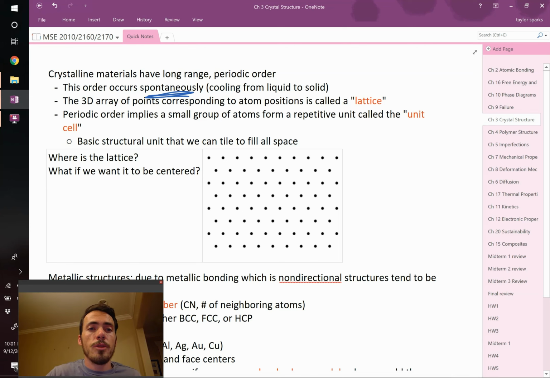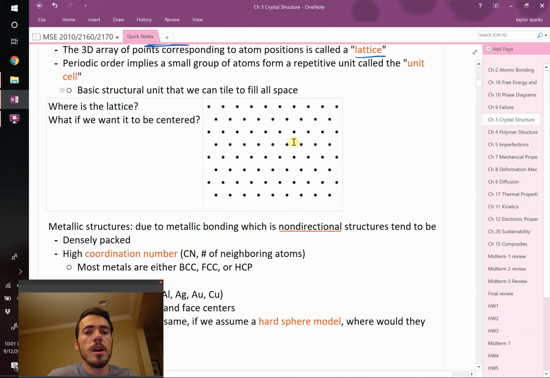Now, the 3D array of points where these atom positions are located, we call that a lattice. And within that lattice, there is a smallest repeating unit, which we call a unit cell, right? And this repeating unit is one that you can translate, moving side to side and up and down, to fill all space. Just like wallpaper can fill whatever size wall you want, you can do the same thing with these unit cells in a lattice.